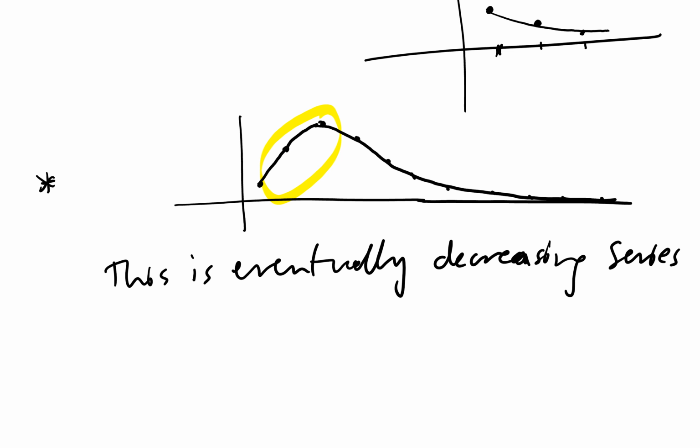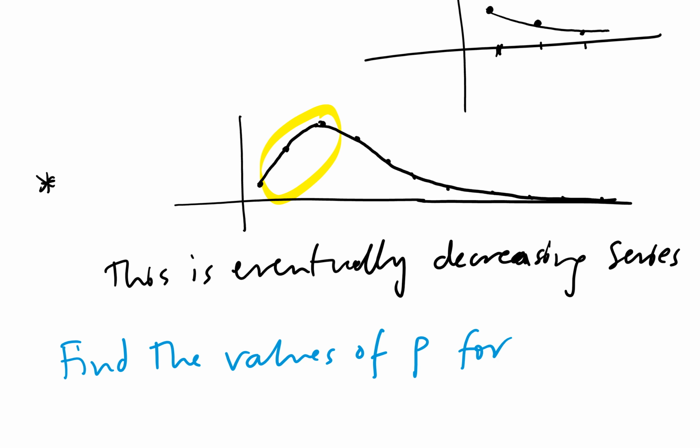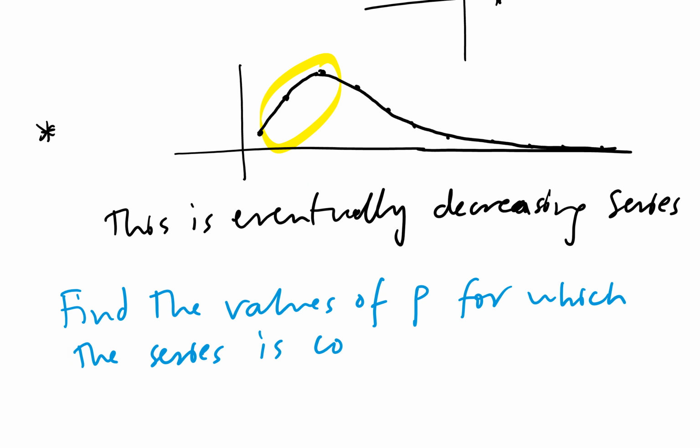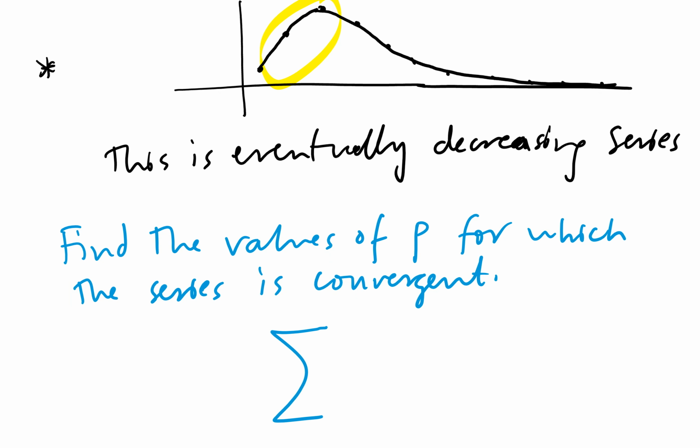Now, we can give you an example that is a little bit more challenging than the other ones. How about: find the values of p for which the series is convergent. And what's the series? This is the series, the sum of natural log of n over n to the p, n goes from 1 to infinity.